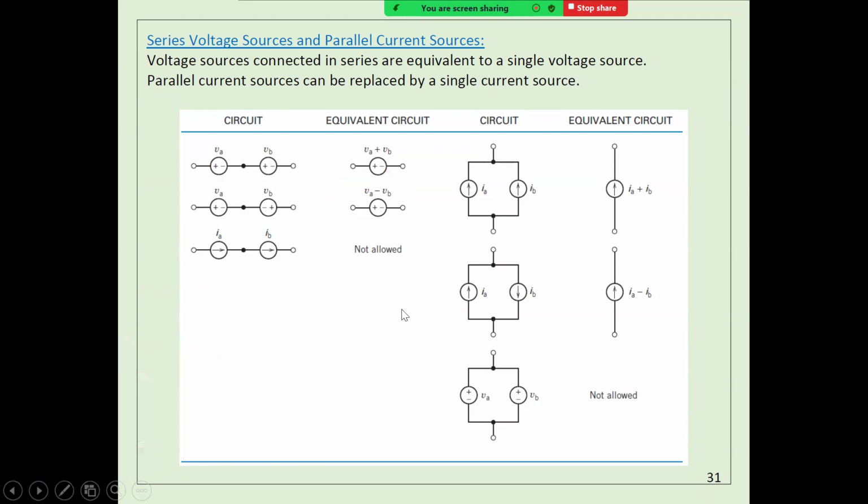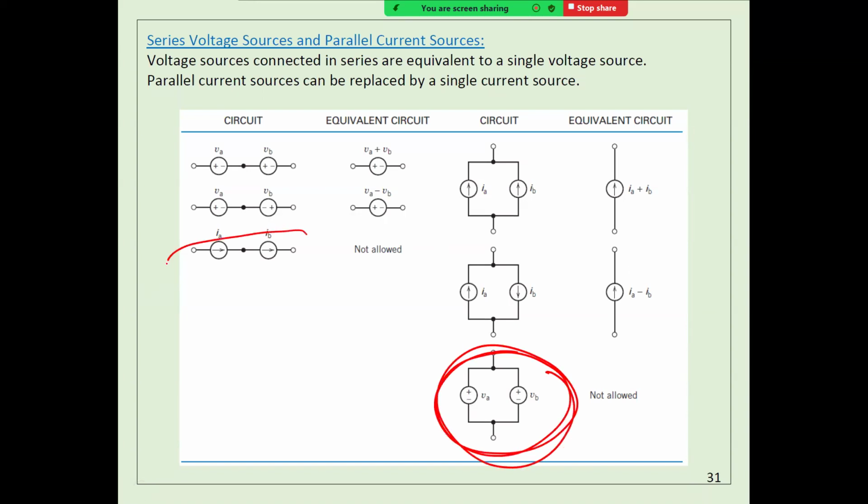Same thing for current sources. We don't connect voltage sources in parallel, and we don't connect current sources in series this way. If you want to connect voltage sources, we connect them in series, as you see here. If you want to connect current sources, we connect them in parallel.